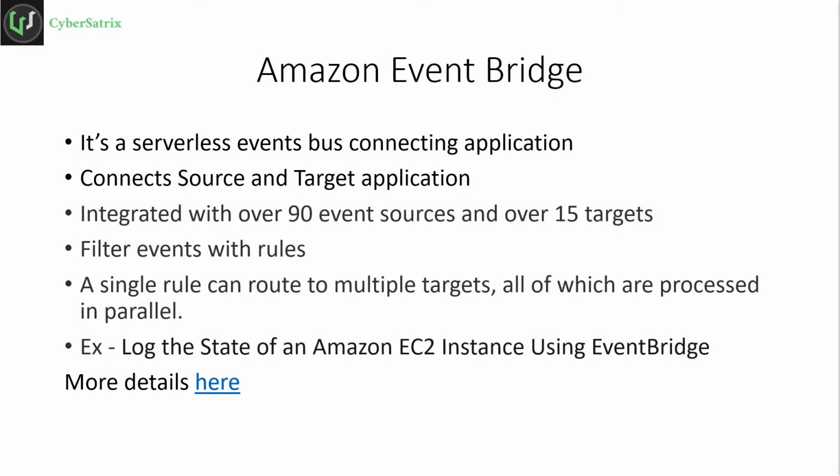The next thing is that a single rule can route to multiple targets, right? So let's say I have created an EventBridge rule. It is possible that from the same rule I can take a single application and transport the data across multiple targets, right? For example, if I want to send the data from GuardDuty not only to SQS, but also to the SNS topic, that is very much feasible using Amazon EventBridge. So this is a really helpful feature.